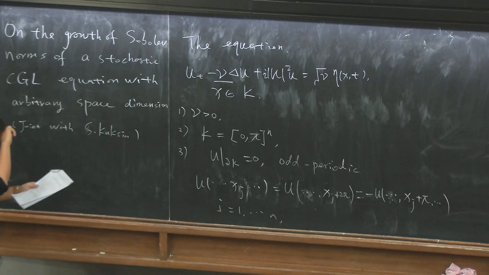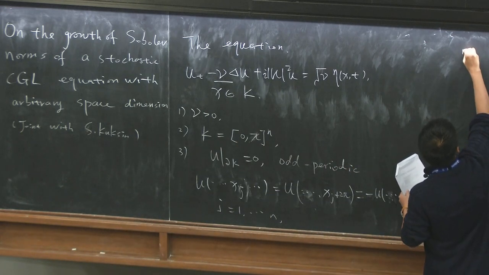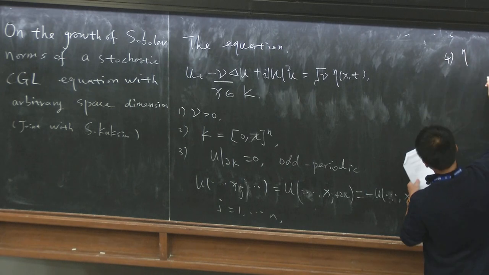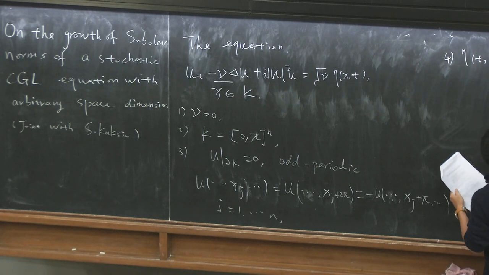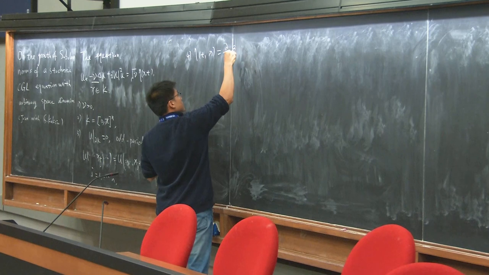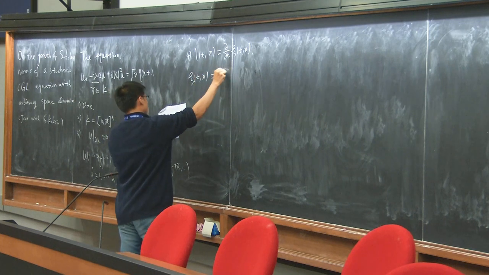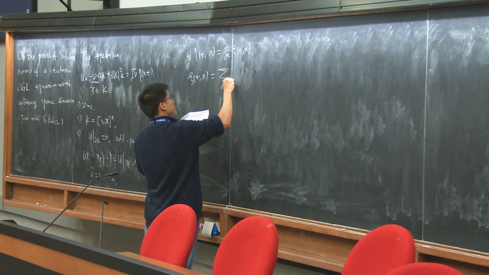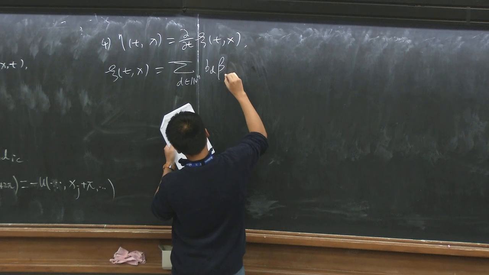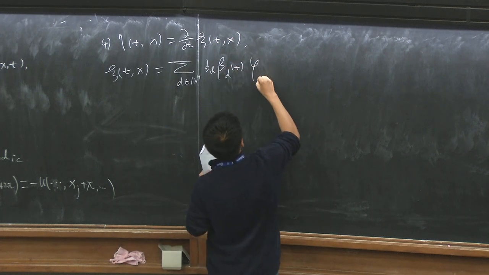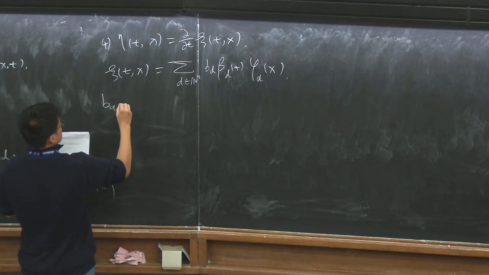So for the random force, the random force we consider is smooth in space and white in time. And where B is just a set of real numbers.